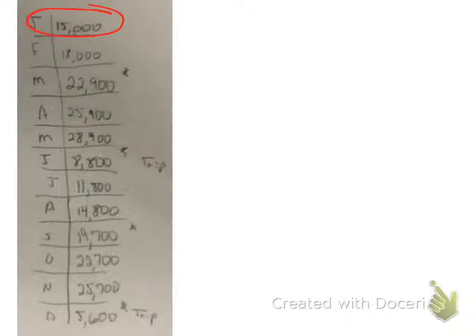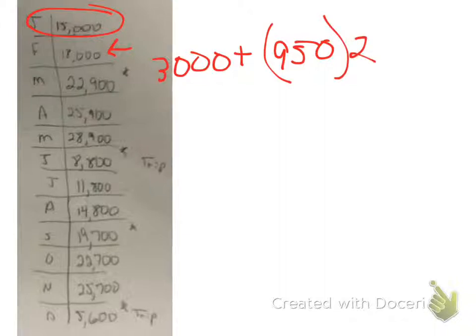There is another 3,000 miles in February, but now in March is the first month that he also goes to Los Angeles. So he has the 3,000 for the round trip to Kansas City, and then he has 950 each way, so that is times 2 for when he goes to Los Angeles. So at March, he's now up to 22,900.